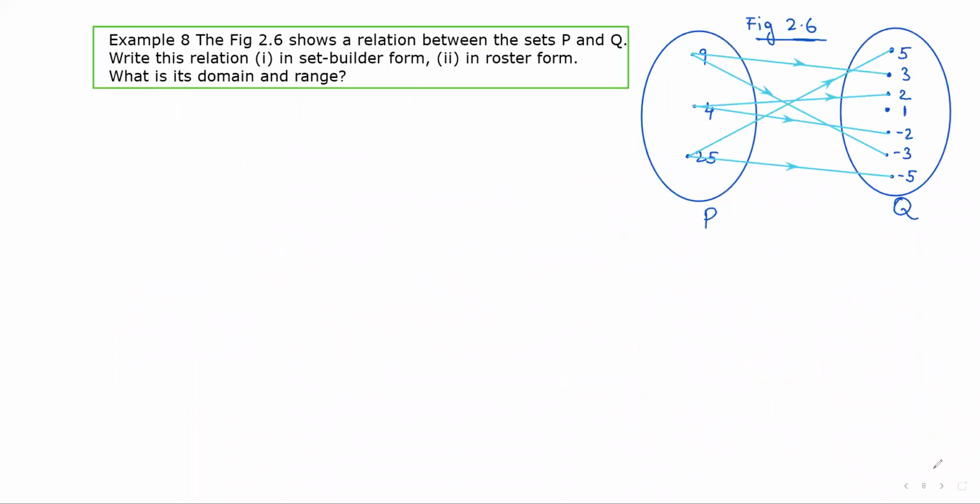Example 8. Now here figure 2.6 is given to you adjacent to the statement, shows a relation between sets P and Q. Write down the relation in set builder and roster form, and what is the domain and range. Now by observation we can write it in roster form first. The elements so formed in the relation would be ordered pairs from sets P and Q, and your relation is from P to Q.